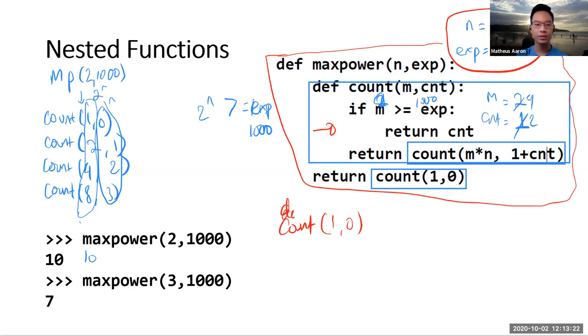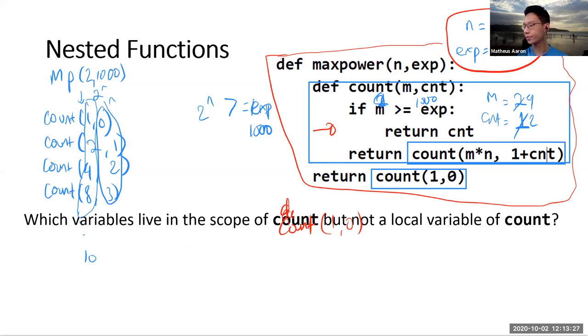All right, okay. So as I mentioned before, the easy question is: which variables live in the scope of count but are not a local variable of count? What are the variables that live in the scope of count but not a local variable of count? There's exp, there's someone answering n. Okay, the answer is actually both.